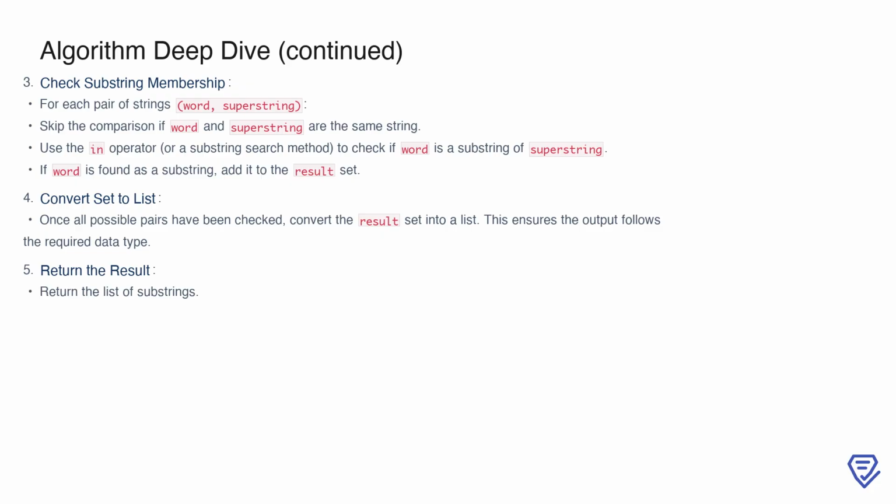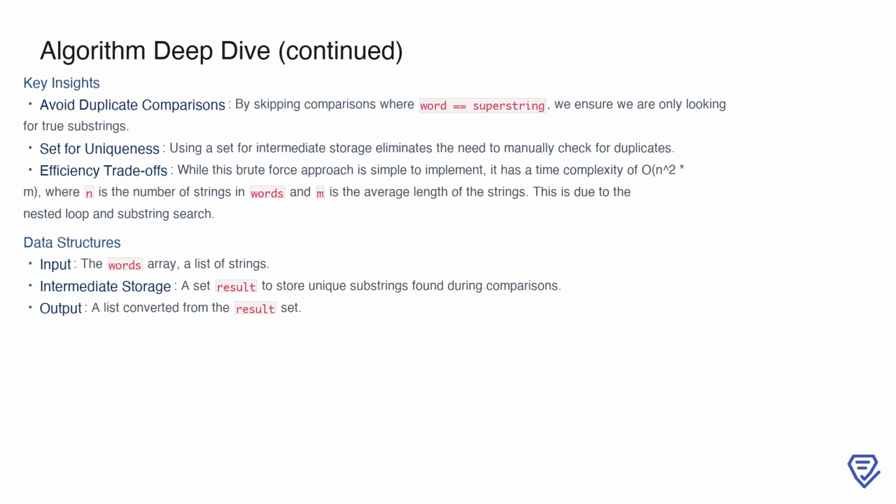After evaluating all pairs of strings, the result set will contain all unique substrings. However, since the problem requires the output to be a list, we convert the set into a list format as the final step. Finally, we return this list of substrings, which completes the algorithm. There are a few key insights to keep in mind about this approach. First, by skipping comparisons where word and superstring are identical, we avoid unnecessary checks and ensure that we are only identifying true substrings.